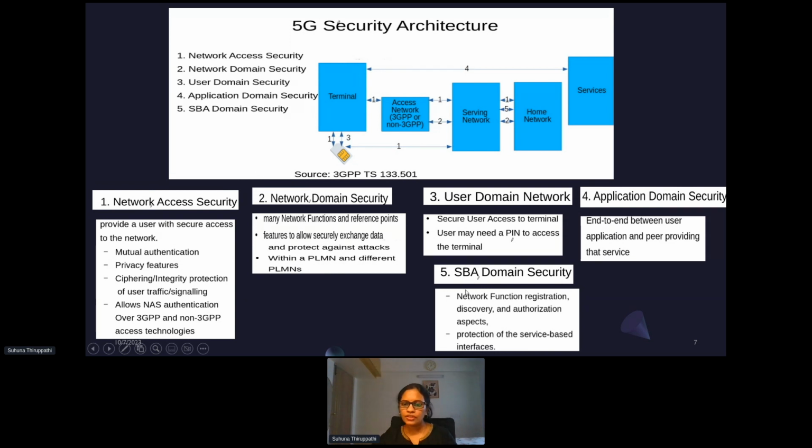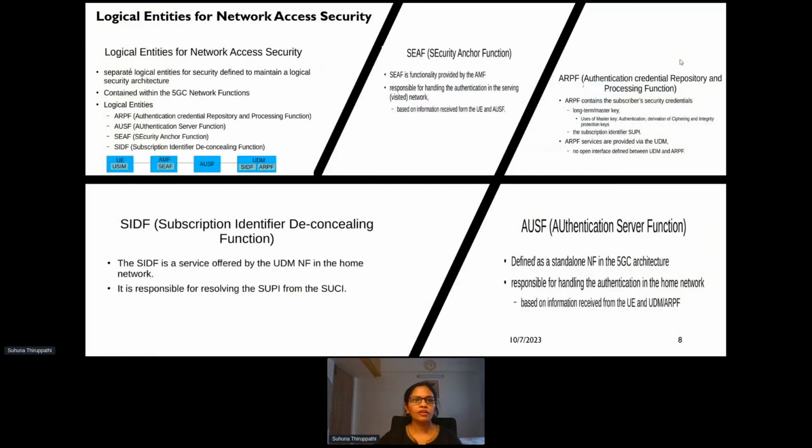Okay, the service-based architecture domain security, which does network function registration, discovery, authorization aspects, and protection of service-based interfaces. These are being provided as part of the fifth domain security.